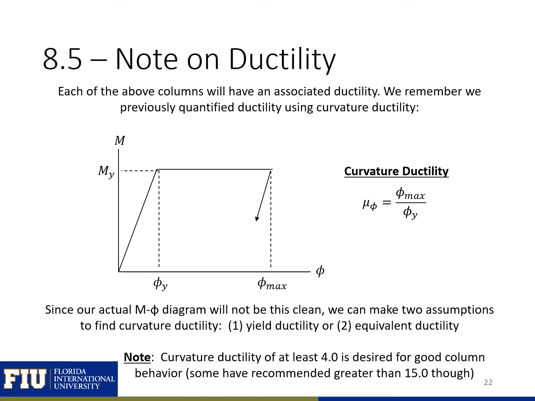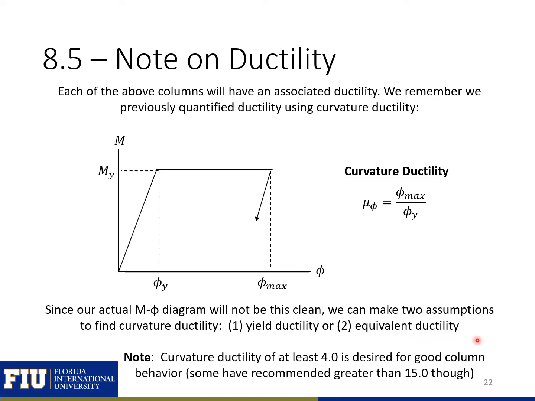So now we're going to revisit ductility quickly, because each of the above columns is going to have an associated ductility. And we can remember how we found our different ductilities. So our curvature ductility here is just our maximum curvature divided by our yield curvature. Since our actual moment curvature diagrams aren't going to be as clean as this, we can make a couple different assumptions, which we'll look at. The first is called yield ductility, and then another called equivalent ductility.